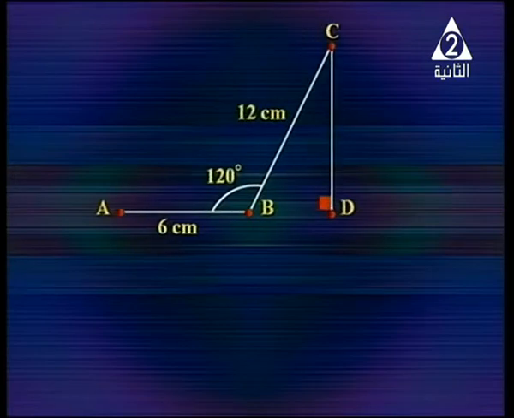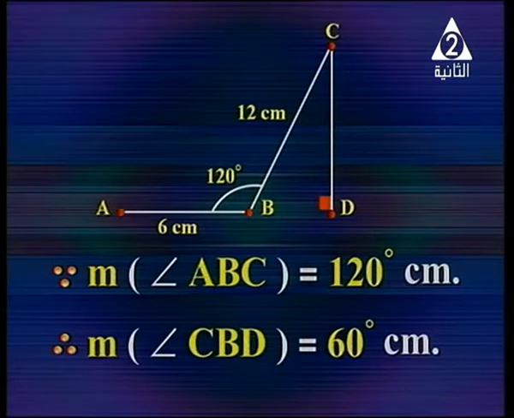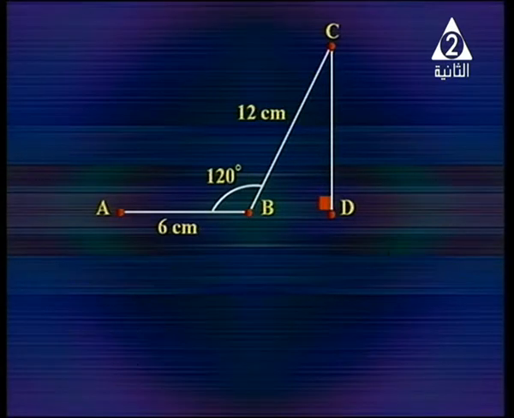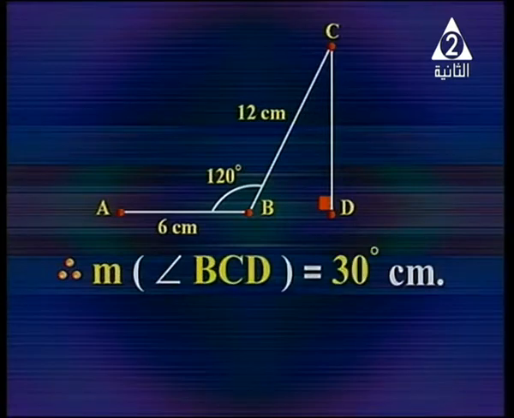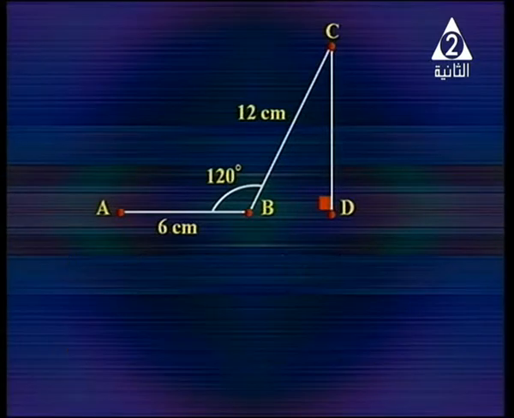Solution: look at the figure. ABCD is a broken line. AB equals 6 centimeters, BC is 12 centimeters, and the measure of angle ABC is 120 degrees. Then the measure of angle CBD equals 60 degrees. Then the measure of angle BCD is 30 degrees, so BD is half of BC, which equals 6 centimeters.